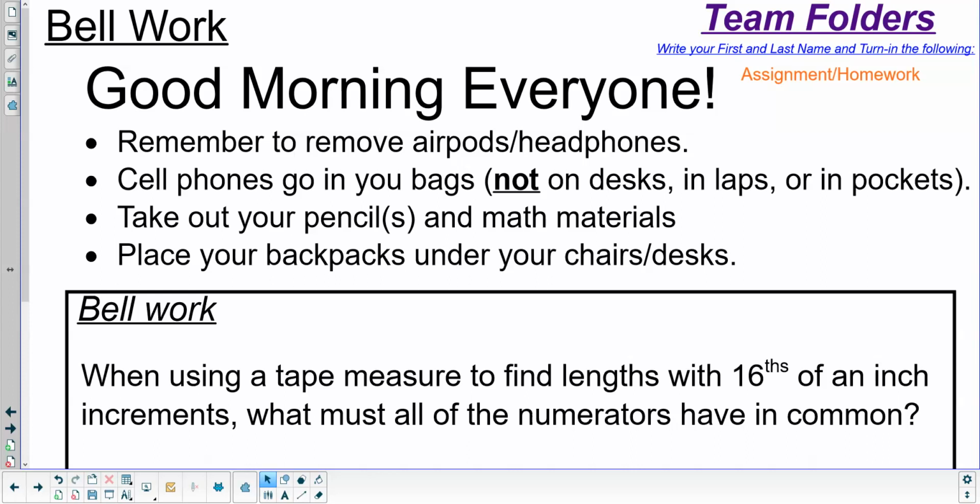Good morning, everybody. Just want to make sure you all have your bell workout so that you can add to it. If you look at the question, it does ask you, when using a measuring tape to find lengths with 16ths of an inch increments, what must all the numerators have in common? Feel free to pause the video and look it up on your worksheet if you need to.